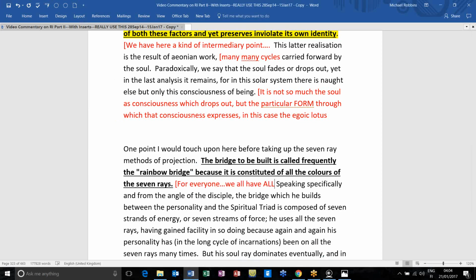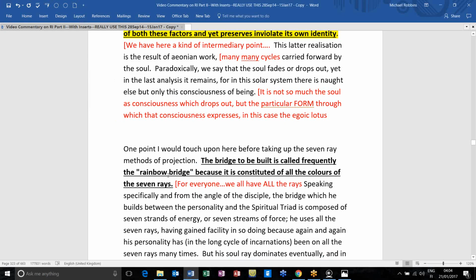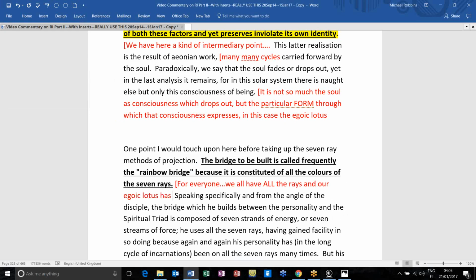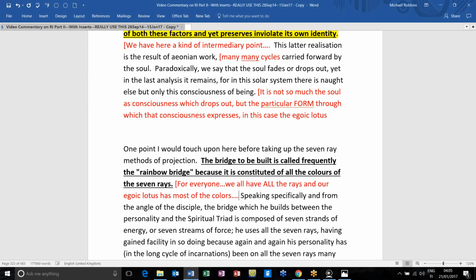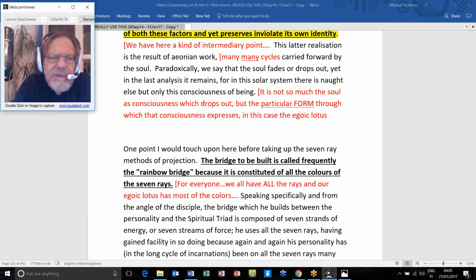We all have all the rays, and our egoic lotus has most of the colors. Maybe not red, unless one is a first ray soul, but it does have orange, yellow, green, blue and indigo blue, and violet. It just doesn't have red, but it does have rose. So rose is kind of a compromise there. It de-intensifies the red, which does appear, of course, in the egoic lotus of the first ray soul.